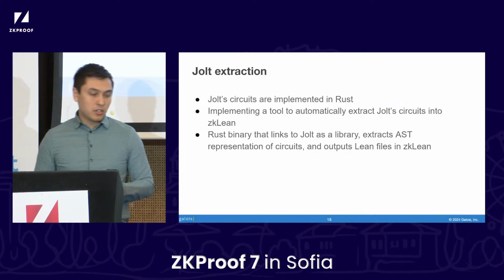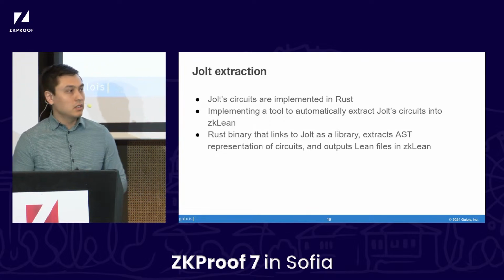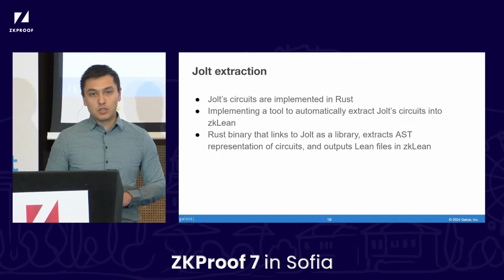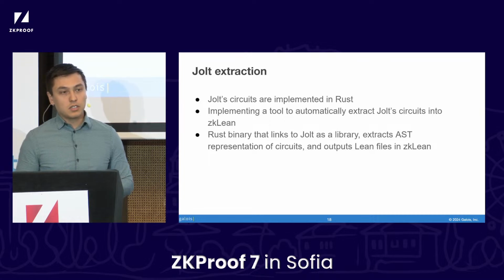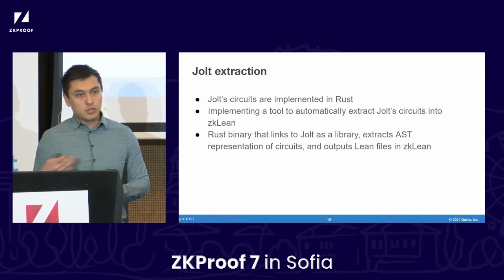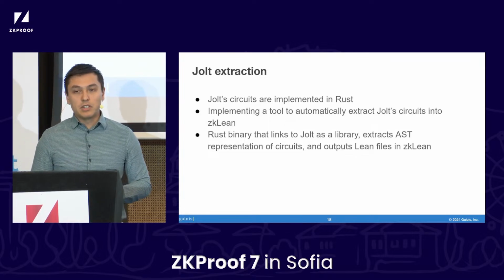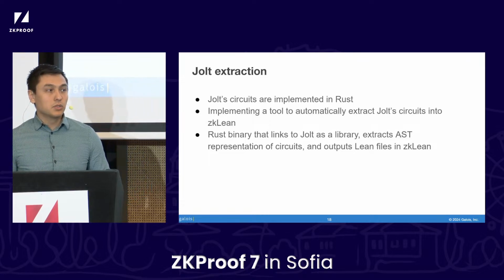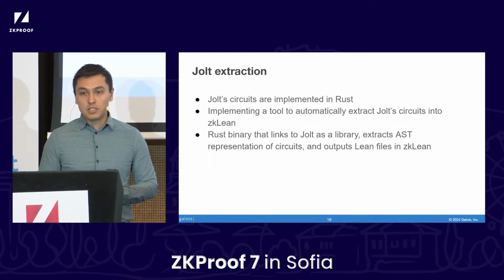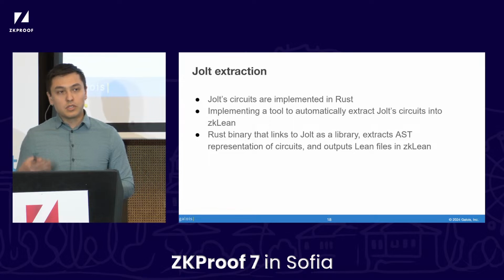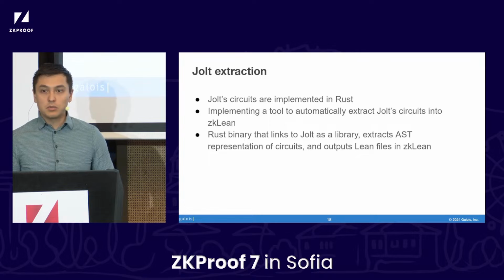The final part of our current effort is to automatically extract Jolt circuits into this zkLean language that I just described. Jolt is implemented in Rust, so we want a way to automatically extract this so that as Jolt evolves, we can continue to get an updated representation. So we've implemented a Rust binary function that will link into Jolt's implementation as a library, and then this will automatically extract all the AST representations of the circuit, and then output zkLean as Lean files on the file system, which you can then use to reason about.